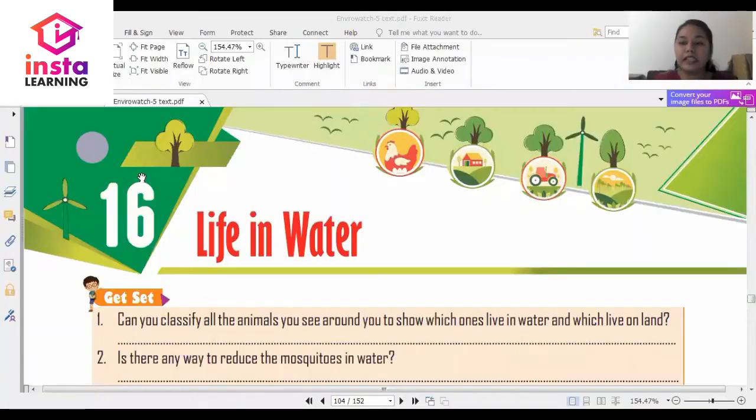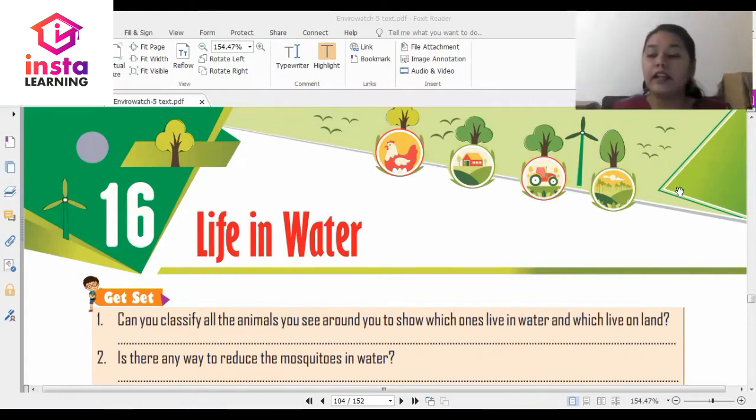And today from your EVS book Enviro, we are going to be reading chapter number 16. So let us start reading this chapter. As I told you, chapter number 16 is named Life in Water. So we are going to read about certain plants and animals that stay in water.